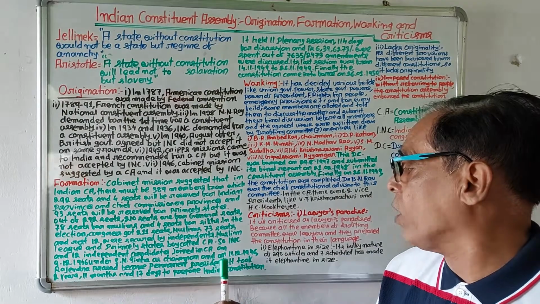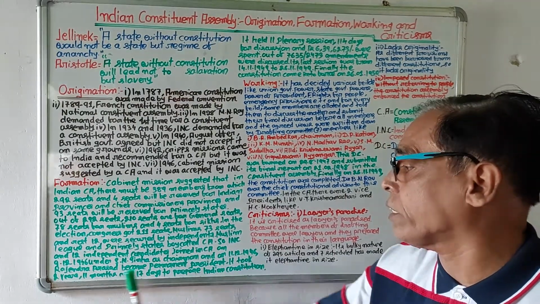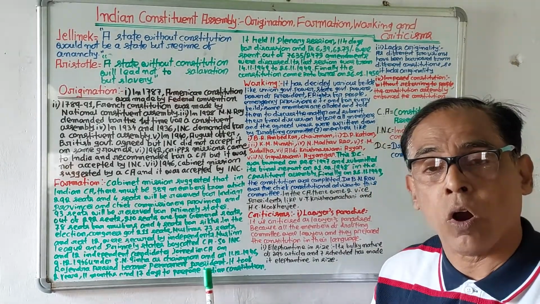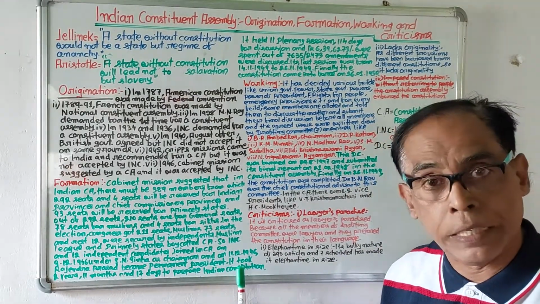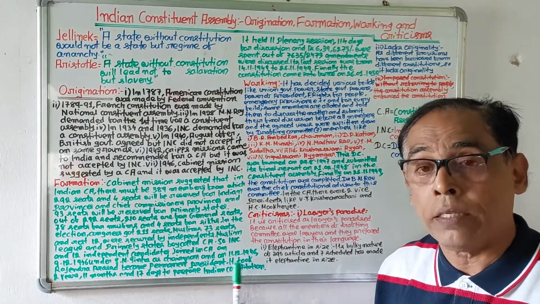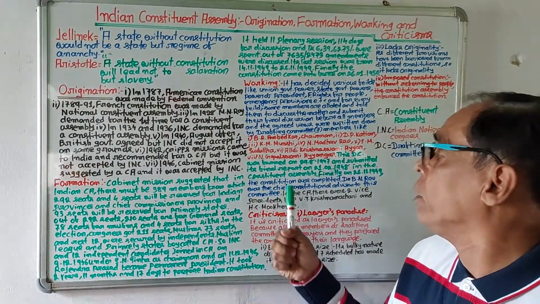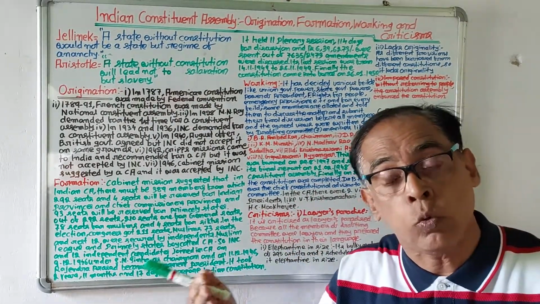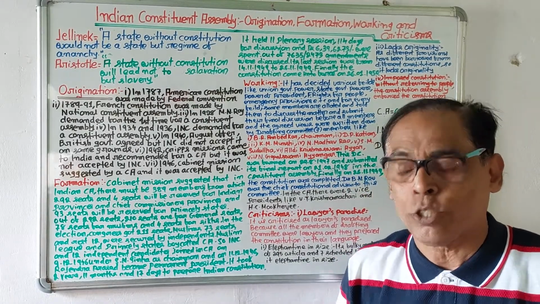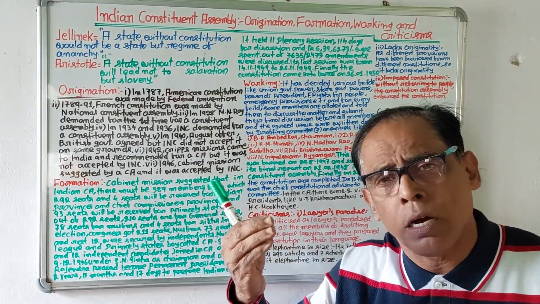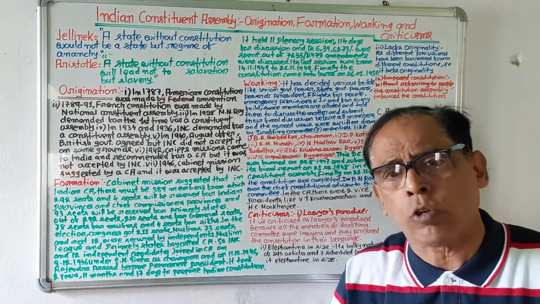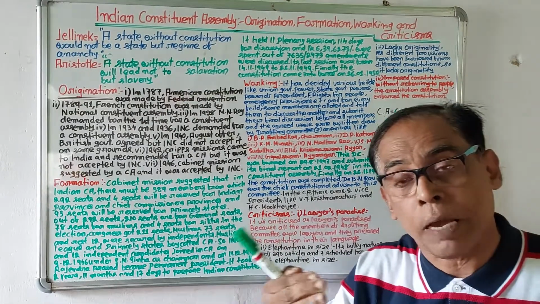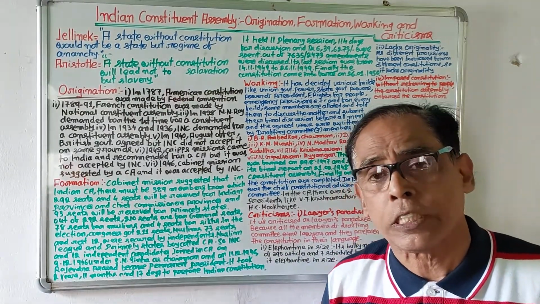After 2 days, on 11th December 1946, Rajendra Prasad became the permanent president of the Indian Constituent Assembly, and there were two vice presidents, B.T. Krishnamachari and H.C. Mukherjee. So, Rajendra Prasad became the president, and B.T. Krishnamachari and H.C. Mukherjee became the vice presidents of the Indian Constituent Assembly.